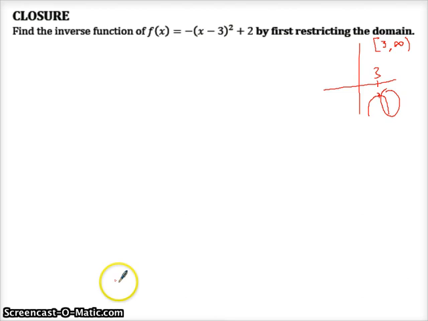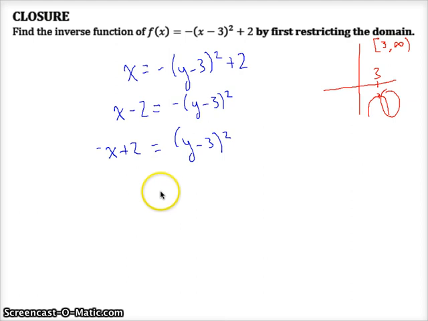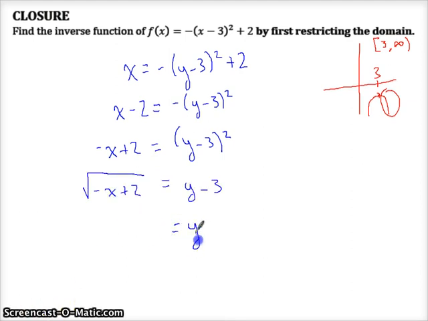I'm going to reverse. I've been doing this in blue all day when I reverse, so I'm going to keep doing that. X equals negative (y minus 3) squared plus 2. Try to do you a favor here and save you some time. So I'm subtracting 2 on each side, then I'll multiply by -1. Then I will take the square root on both sides, and then all there's left to do is add 3. Okay, and there we go. They're going to have the square root every time.